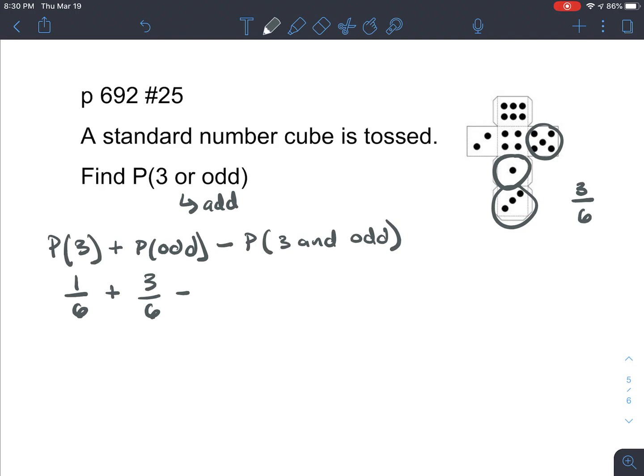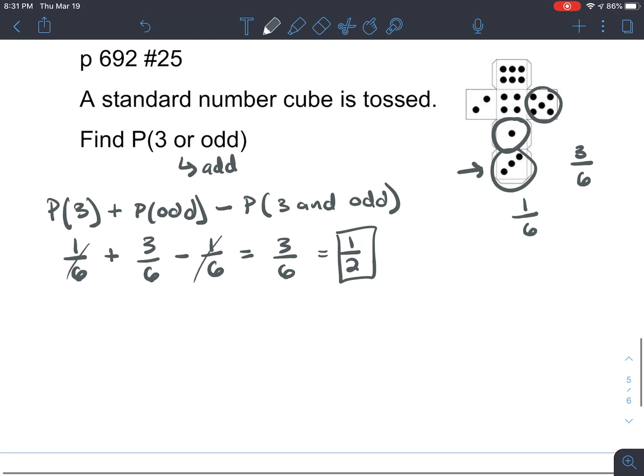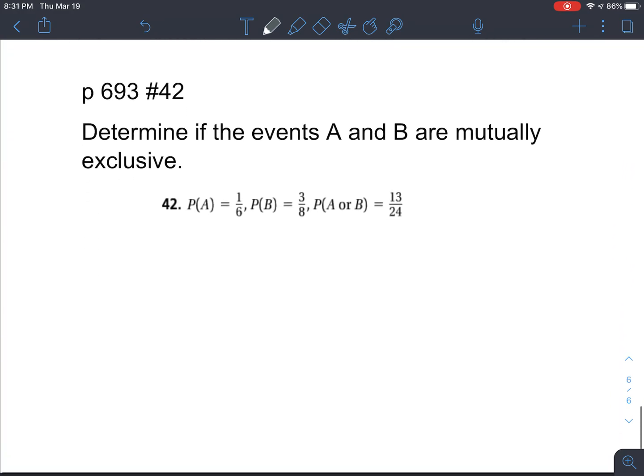From that, we want to subtract anything that is 3 and odd. So obviously, 3 is 3 and an odd number. So we have a 1 in 6 chance that we roll something that's 3 and odd. So from that, we're going to subtract. So what happens? Well, the 1/6 and the 1/6 cancel, and we end up with 3 out of 6, or 1/2. So you have a 1/2 chance of rolling a number that is 3 or odd.